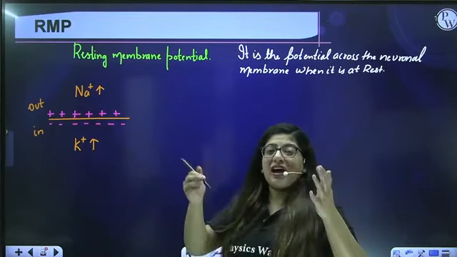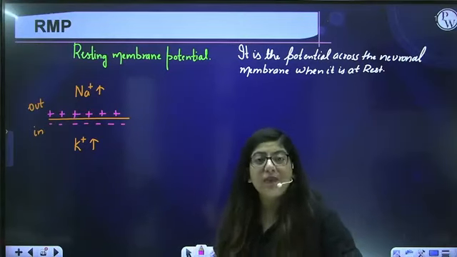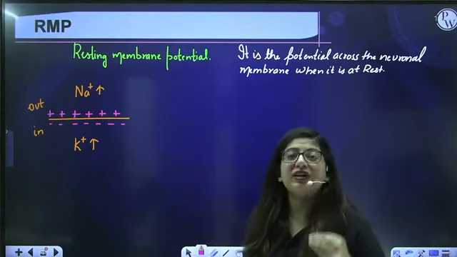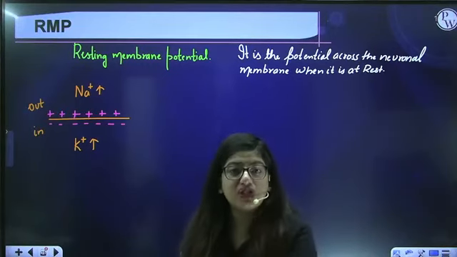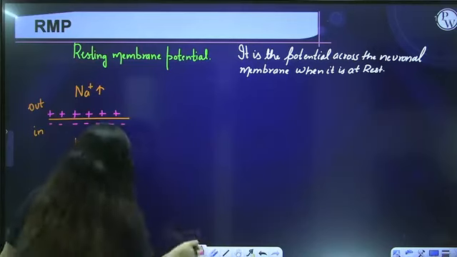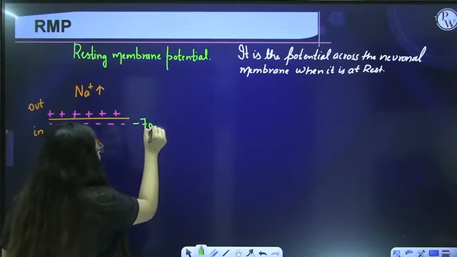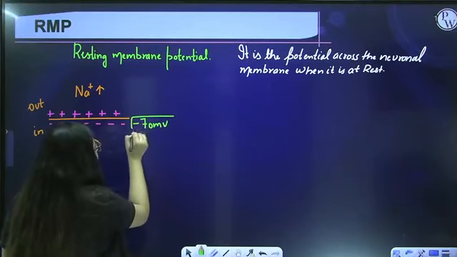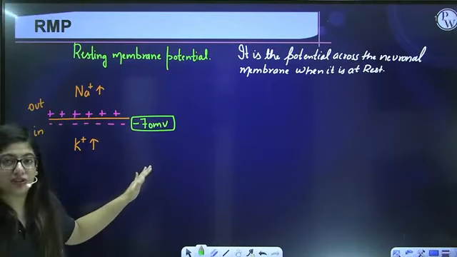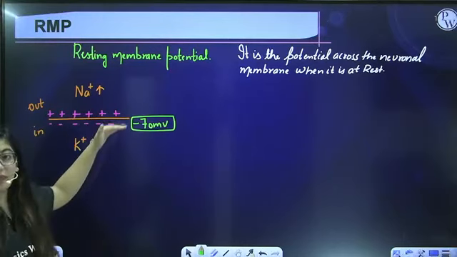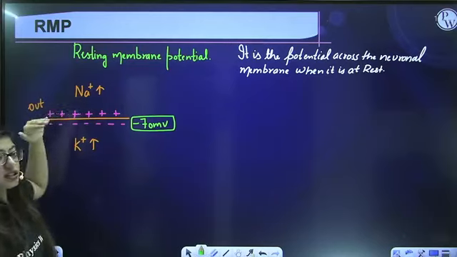As a result, across the membrane, if you see the difference in the voltage, or you call it potential difference, inside it is more negative. How much negative? Inside is minus 70 millivolt. That's the potential difference across the cell membrane. So we say inside it is more negative, outside it is more positive.